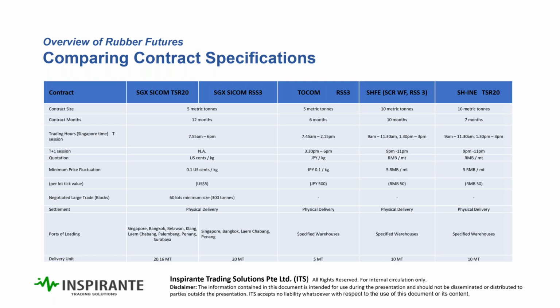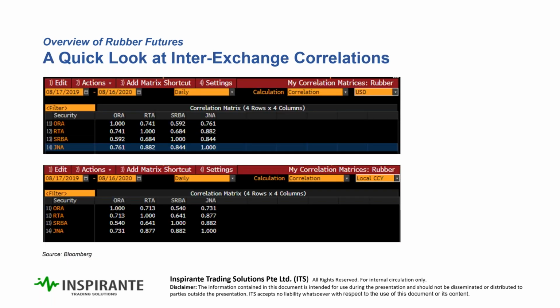Okay, and just to show you one of the questions that keep coming up during my past seminar. The ORA is SIMEX rubber, RTA is Shanghai, and SRBA is INE, and finally GNA is TOCOM. All right, these are correlation coefficients between the various markets. As you can see, some of them are pretty decent. Okay, now when I say decent, they do tend to move in a correlated manner.